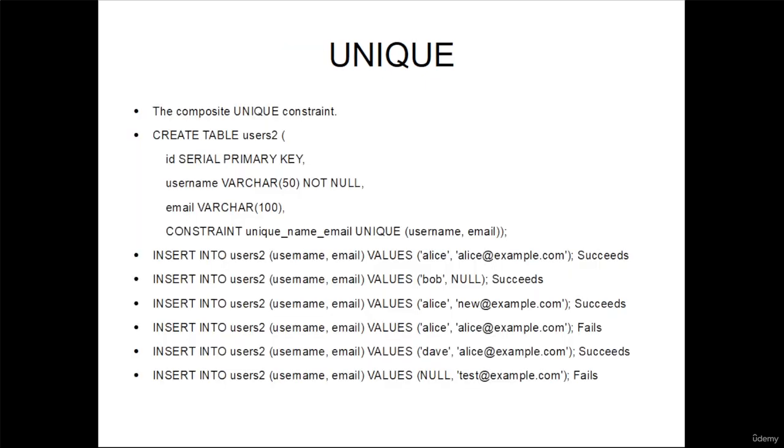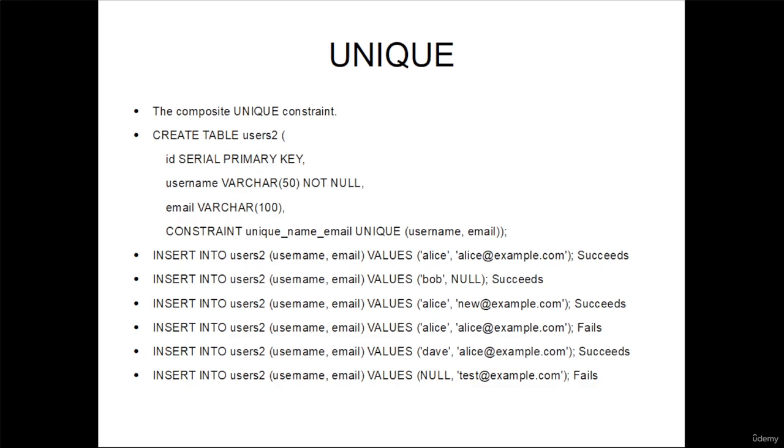Now, let us take a look at the composite unique constraint. This allows duplicate username or email values, as long as the pair is unique. CREATE TABLE users2 (id SERIAL PRIMARY KEY, username VARCHAR(50) NOT NULL, email VARCHAR(100), CONSTRAINT unique_name_email UNIQUE (username, email)).